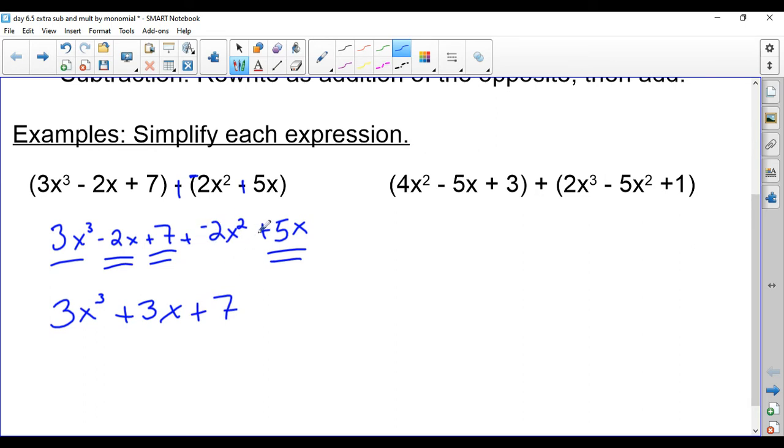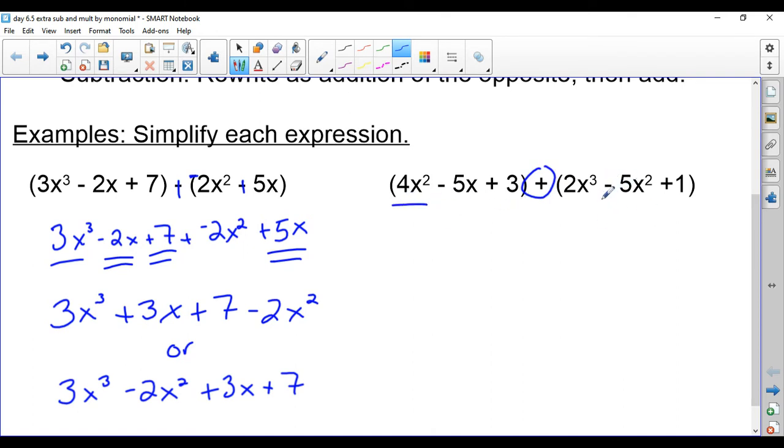And I have plus negative 2x squared or minus 2x squared. This is an acceptable answer, or I can write it in descending order with the x cubed term, and then the x squared term, and then the x, and then the constant. Either of these answers are both correct. Over here, this one is addition. I don't have to rewrite. I just go looking for my like terms.